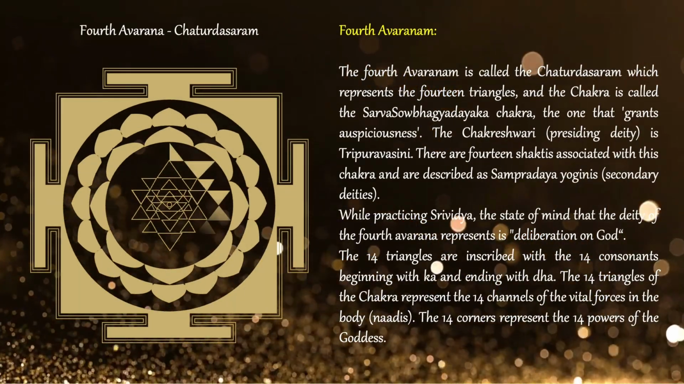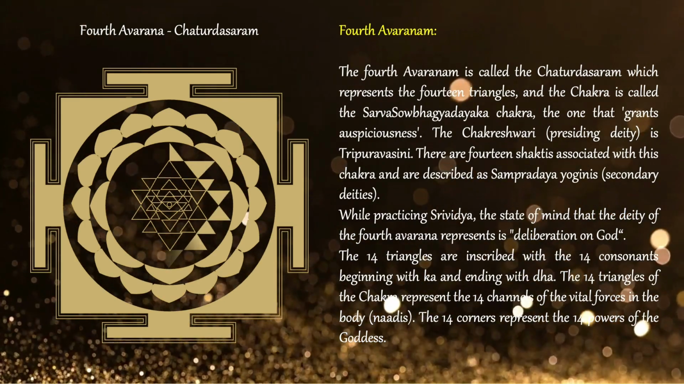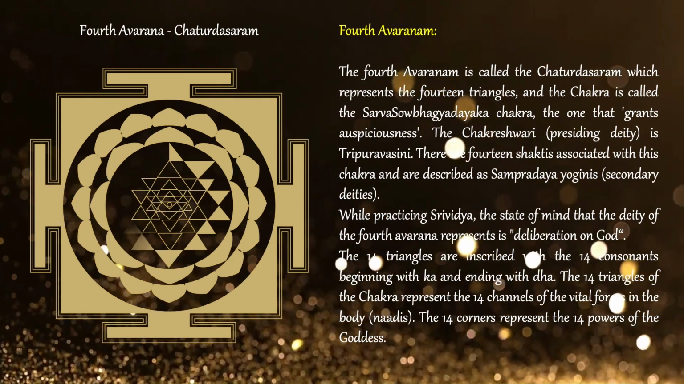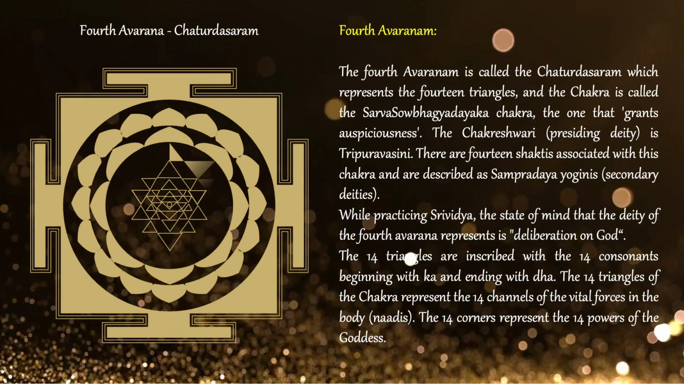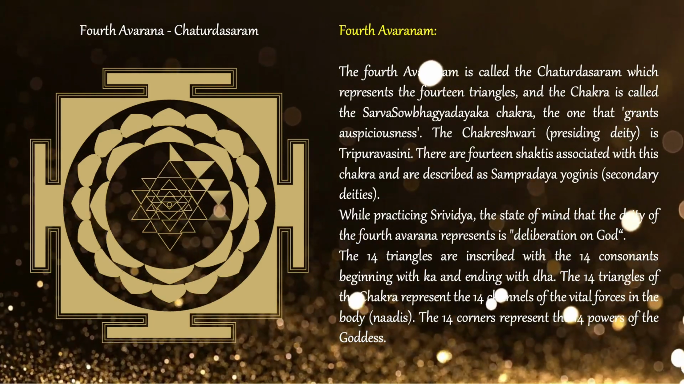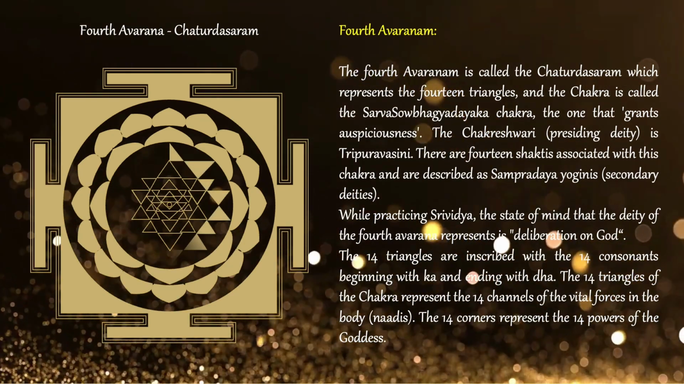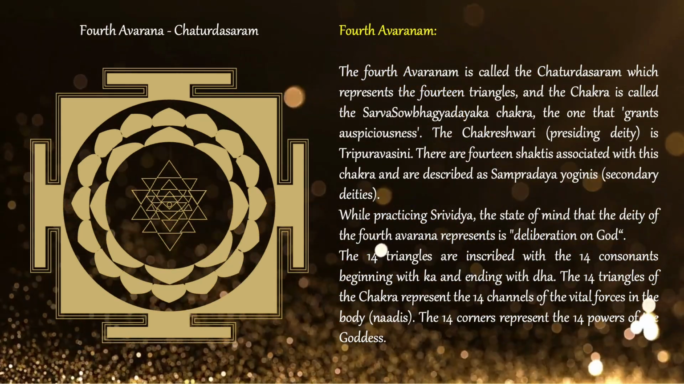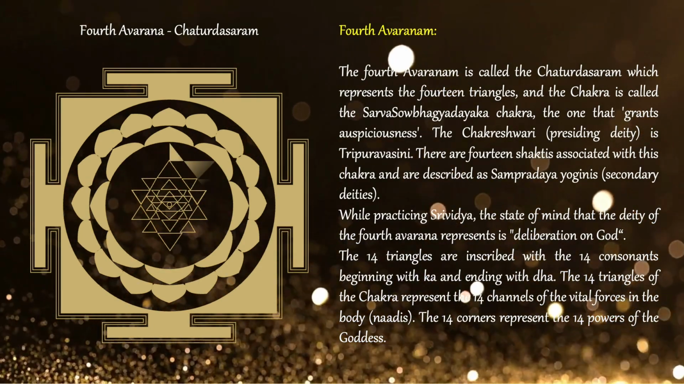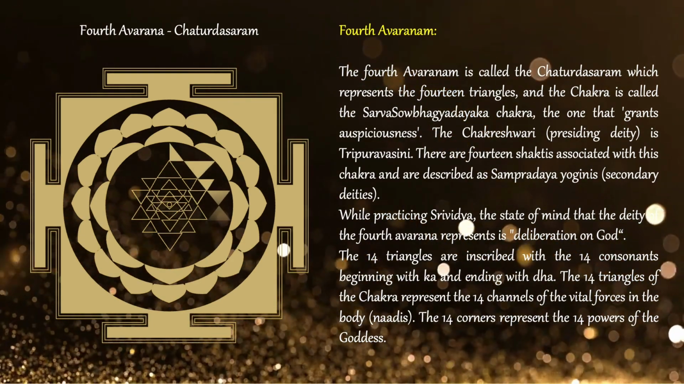The fourth Avaranam is called the Chaturdasharam, which represents the 14 triangles, and the chakra is called the Sarva Saubhagyadayaka Chakra, the one that grants auspiciousness. The Chakreshwari is Tripuravasini. There are 14 Shaktis associated with this chakra and are described as Sampradaya Yoginis. While practicing Sri Vidya, the state of mind that the deity of the fourth Avarana represents is deliberation on God.